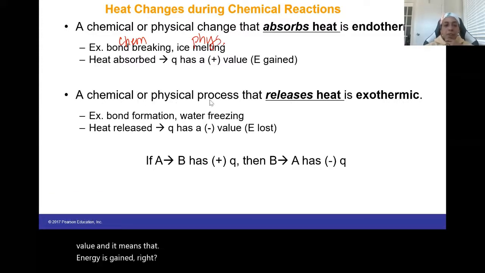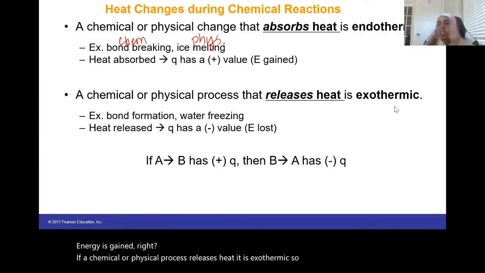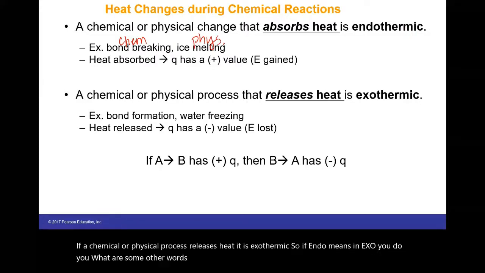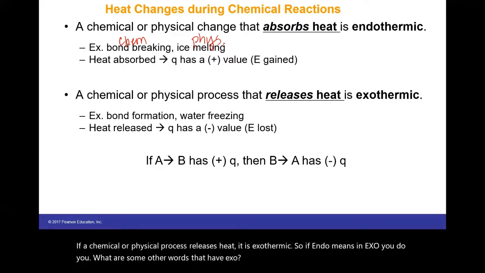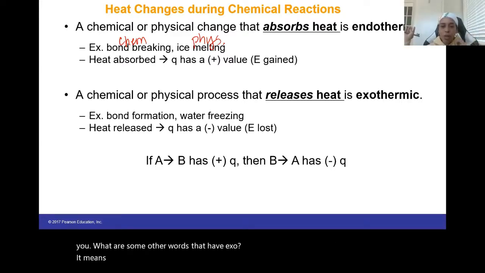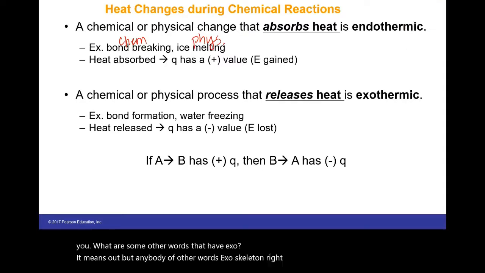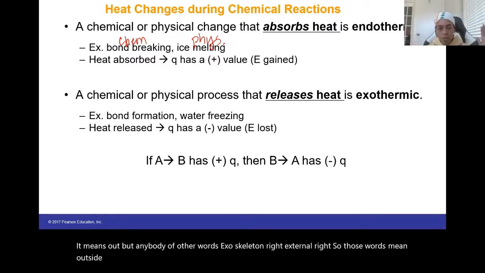If a chemical or physical process releases heat, it is exothermic. So if endo means in, exo, what are some other words that you know have exo? You guys think releasing, out. It means out, but anybody know of other words? Exoskeleton, right? External, right? So those words mean outside. Exit, yes, out, right? So energy is released in an exothermic process.